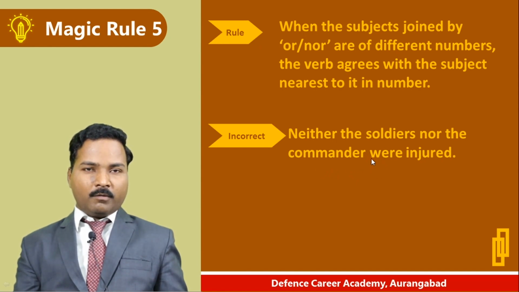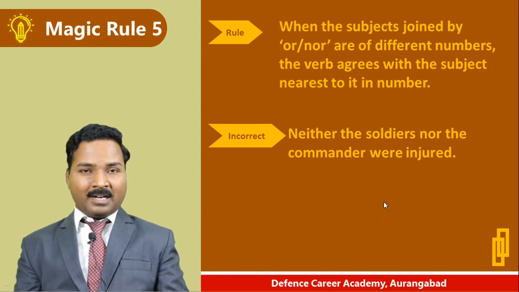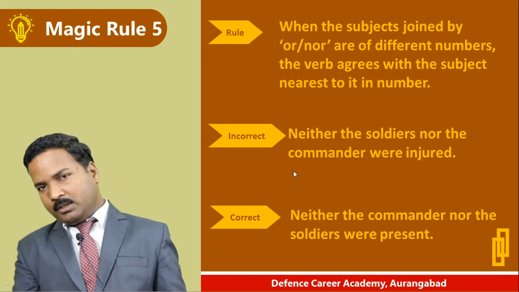So the verb should always agree with the subject which is nearest to it, and that's why the verb should be singular. Otherwise, just suppose the singular noun is used before the plural noun. If I say "Neither the commander nor the soldiers," then the verb must be plural, because soldiers is a plural noun used in the second place. Now you can see this example, which is grammatically corrected, and in this example the verb is plural.